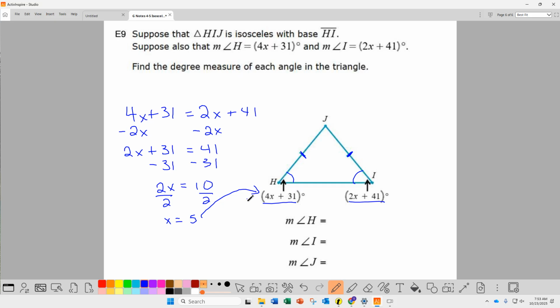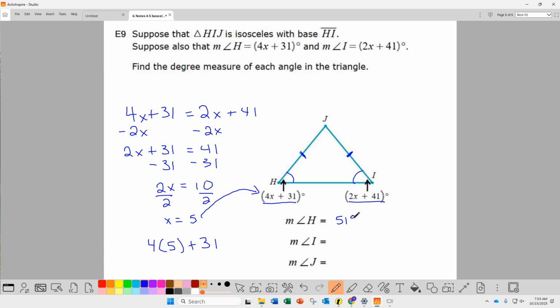We only need to plug it in one. It doesn't matter which one you plug it into. You're going to get the same answer. So just grab your calculator and type 4 times 5 plus 31. I'll let y'all do that. 51. So that's going to be h is 51 degrees.